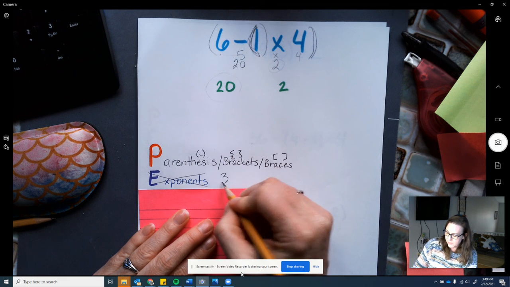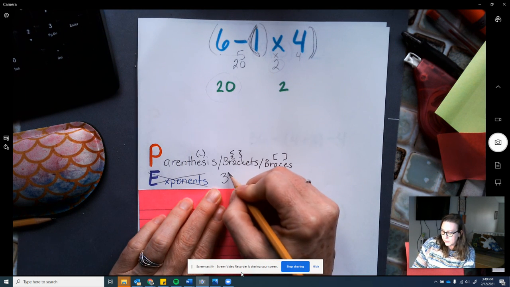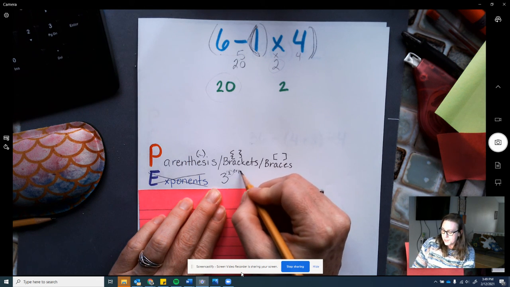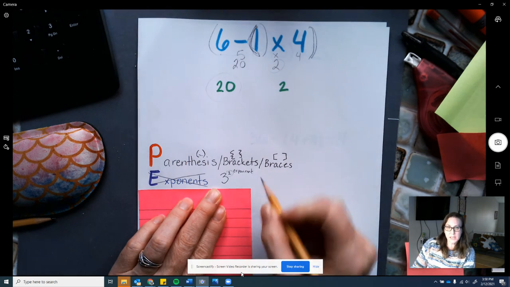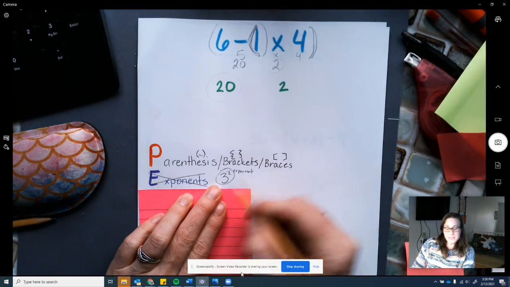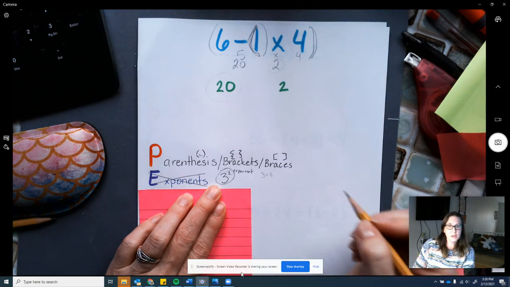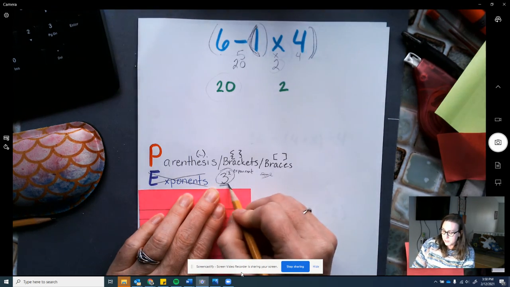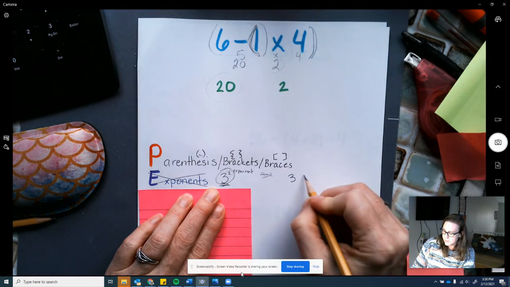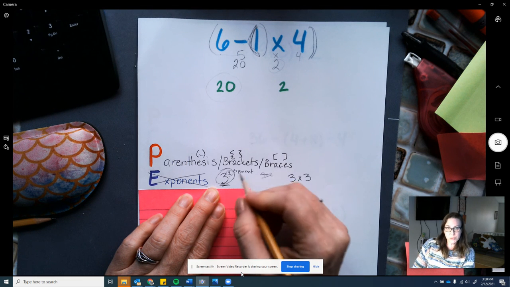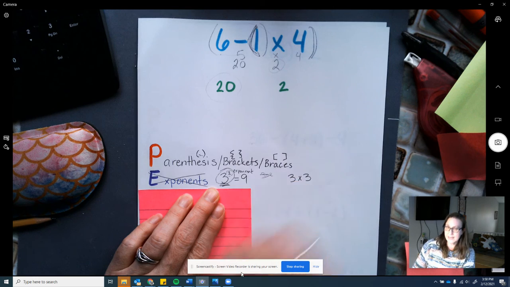Exponents are when you have a big number and then you have a little number on the top. This little number is called an exponent. So anytime you see an exponent, you have to take care of that first. Now this doesn't mean 3 times 2. Nope. It does not mean 3 times 2. It means the big number is written twice, and there's a multiplication sign in between them. So 3 to the power of 2, or 3 squared, actually equals 9.